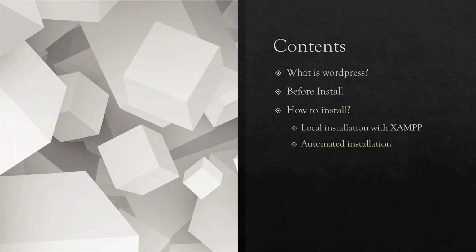And then you'll be able to know two ways of installation. The first way is how to install WordPress in your local computer. The second is automated installation, how to install WordPress automatically with just one click. So these two ways you are going to learn. Let us move on to the video.